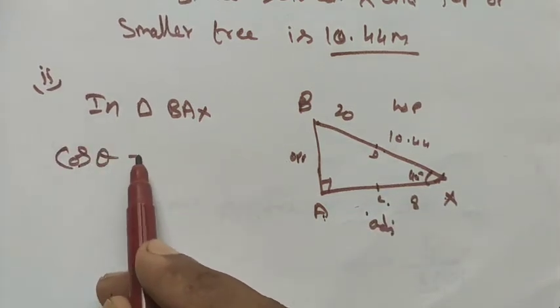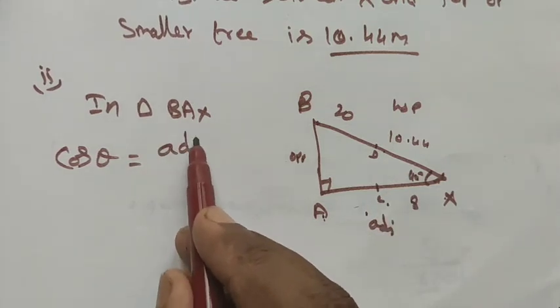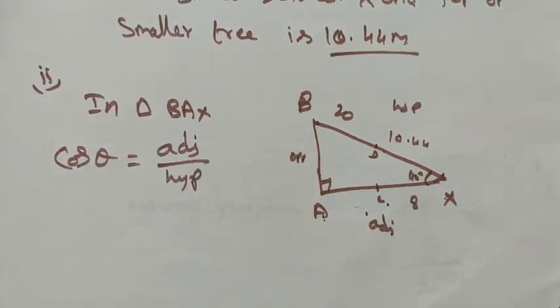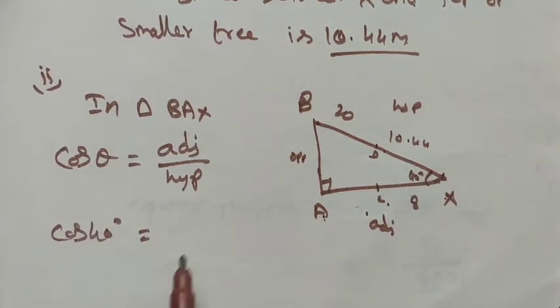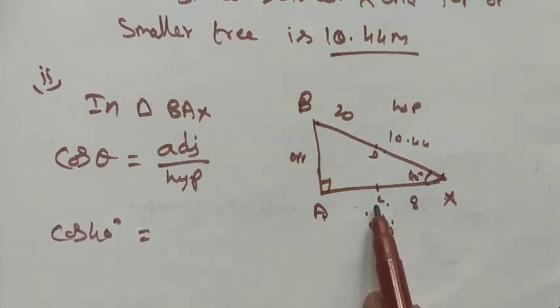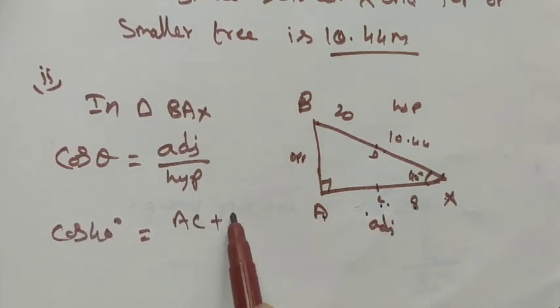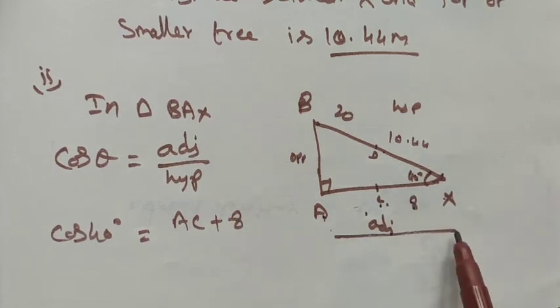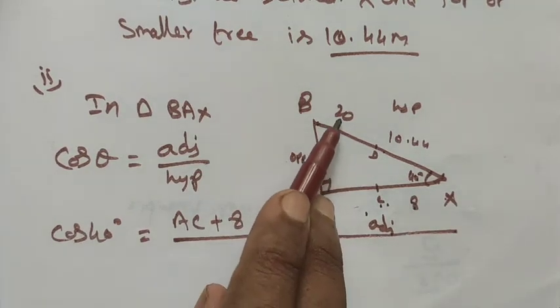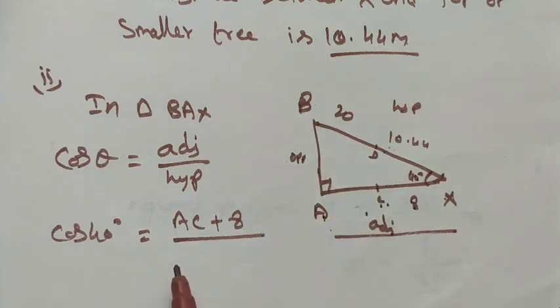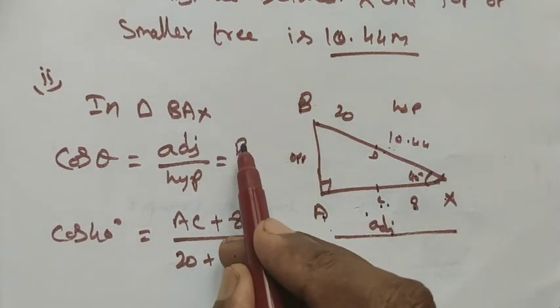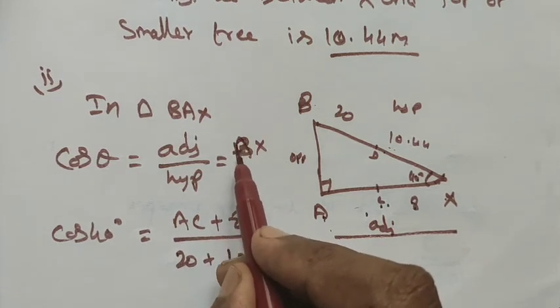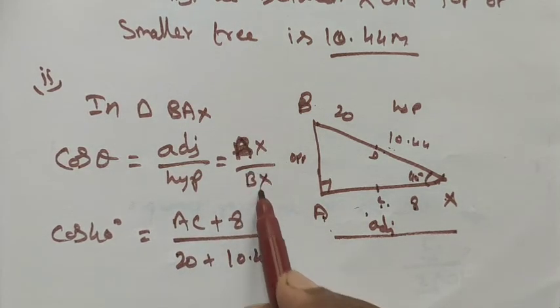Here we have cos theta equal to adjacent divided by hypotenuse side. Theta is equal to 40 degrees. Cos 40 degrees is equal to the adjacent side, AC plus 8, the total distance of the adjacent side, and the hypotenuse side is 20 plus 10.44. Otherwise we can write it in the form of AX divided by BX.